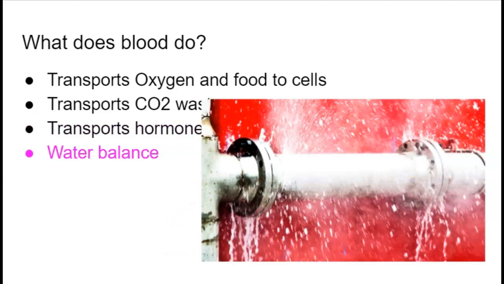It also helps with water balance. If you get really dehydrated, what happens is there's actually less water in your blood. It takes some of the water out of your bloodstream and uses it for your cells so that your cells don't suffer. If you drink lots and lots of water, then you're going to have a higher water content in your blood. So it helps maintain your water balance throughout your body.